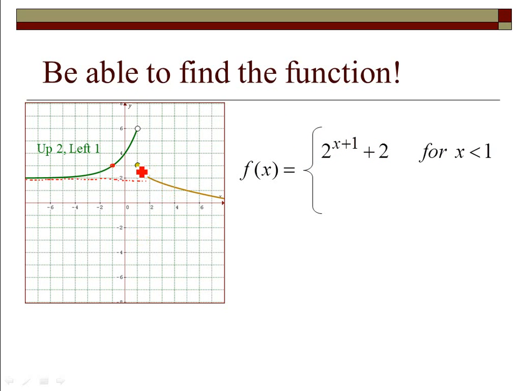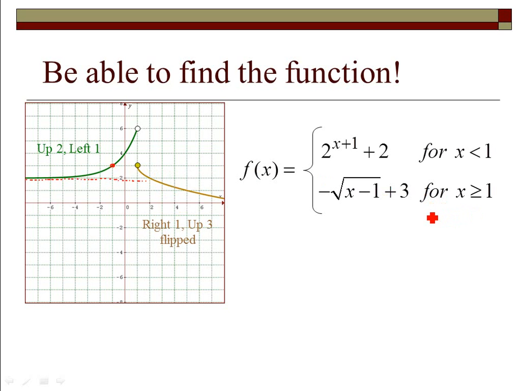Now let's look at the second equation. Second equation is a square root graph. I can see it's been flipped. It's right 1 and up 3. So I'm going to have a negative square root x minus 1 and then plus 3. And we have a solid dot there, so the equals goes with it.